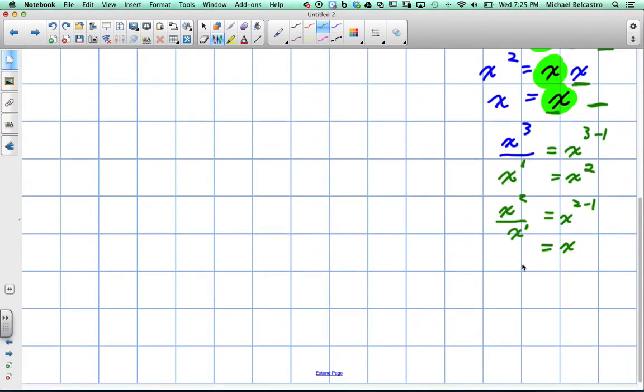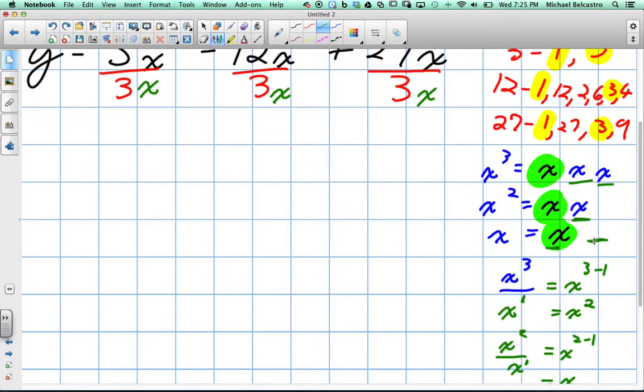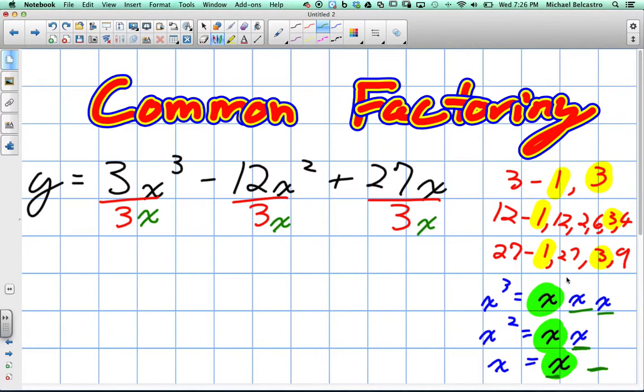And finally, x divided by x, well, they're both to the power of 1. x to the power of 1 minus 1 is equal to x to the power of 0. Any number to the power of 0 is actually equal to just the number 1. And there's nothing left here. We assume it's times 1. Okay? So that's the exponent thinking behind it. You don't have to go through that process every time, but that really broke down every step. So from there, my common factor is 3x.